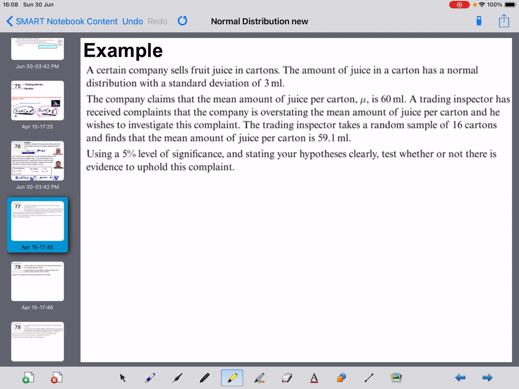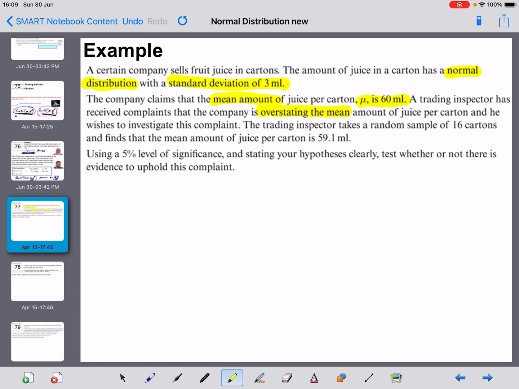So we've got a company selling fruit juice in cartons. The amount of juice in a carton has a normal distribution and a standard deviation of 3 millilitres. The company claims that the mean amount of juice, mu, is 60 millilitres. A trade inspector has received complaints that the company is overstating the mean and he wishes to investigate this complaint.